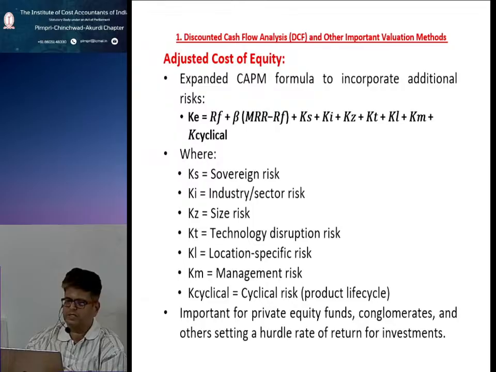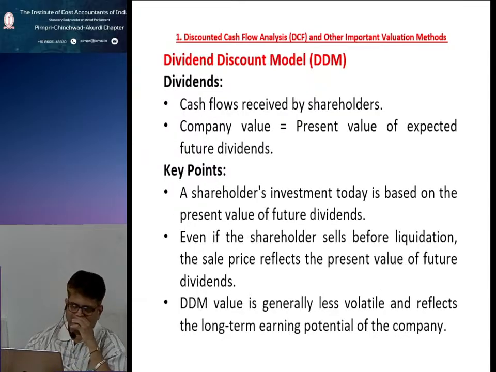return for investments. Then comes the popular dividend discount model, or DDM. In dividends, cash flows are received by shareholders. Company value is equal to the present value of expected future dividends. A shareholder's investment today is based on the present value of future dividends. Even if the shareholder sells before liquidation, the sale price reflects the present value of future dividends, and therefore DDM value is generally less volatile and reflects the long-term earning potential of the company.